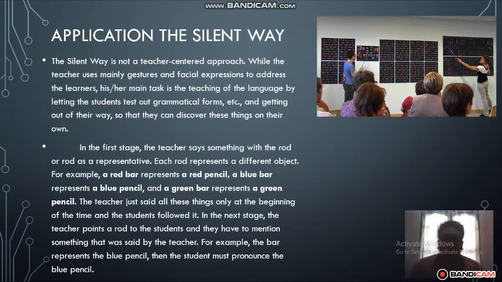For example, when you come to the class, in the first stage, the teacher signs something with the rod or rods as representatives. Each rod represents a different object. For example, a red bar represents a red pencil. A blue bar represents a blue pencil. A green bar represents a green pencil. The teacher just cites all the things only at the beginning and the students follow it.